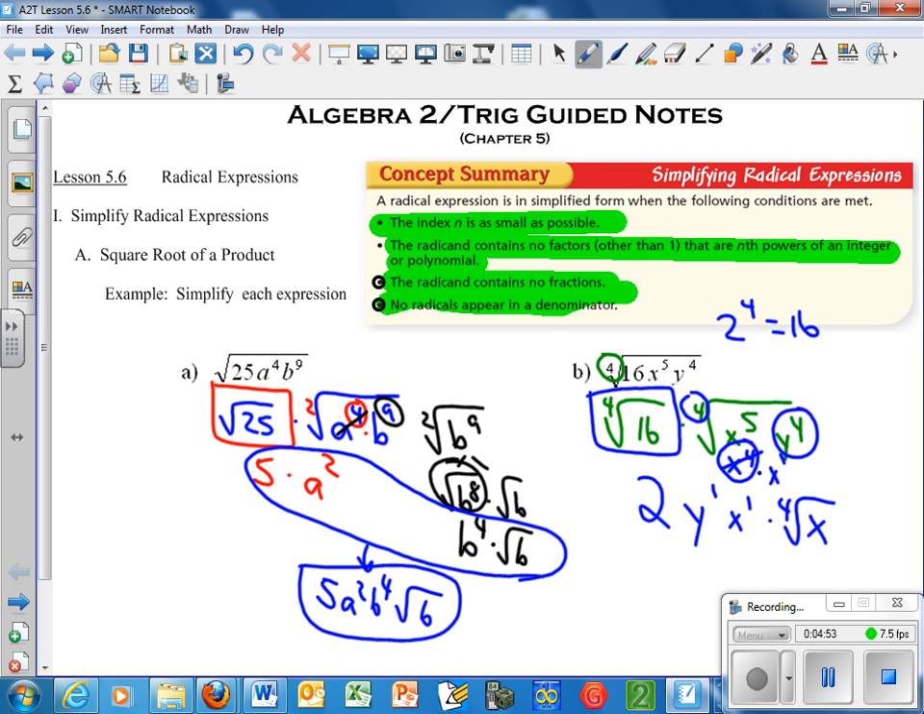So a little bit better way to write the answer here would be 2, and I'm going to put my x before my y here. So x to the first, y to the first, times the fourth root of x.